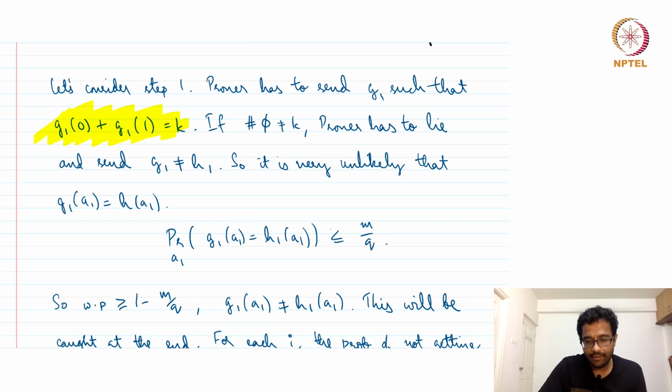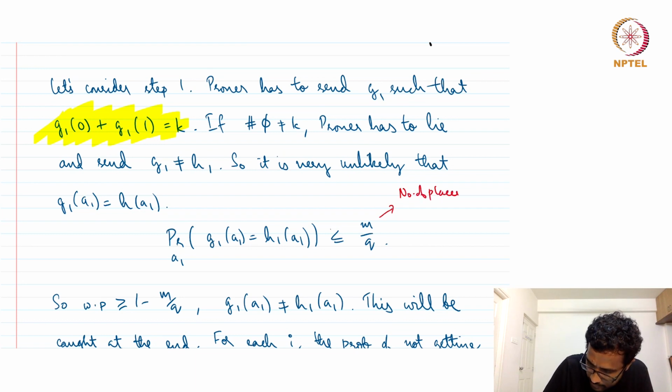This means that now the verifier is going to choose a random a1, and at this a1, it's very unlikely that g1 and h1 coincide. So why is this? What is the probability that g1(a1) equals h1(a1), where the probability is over the choice of a1? This is m over q, because m is the degree of h1 and g1, and the number of places where they can coincide is at most the degree.